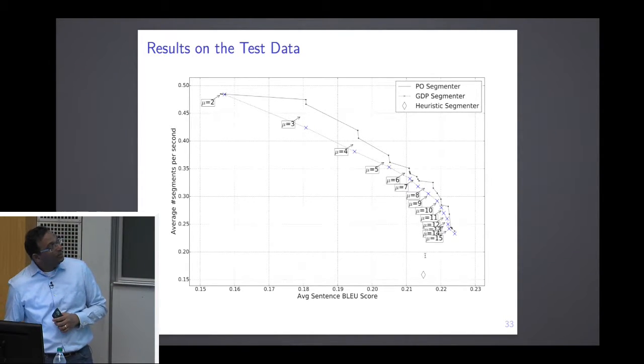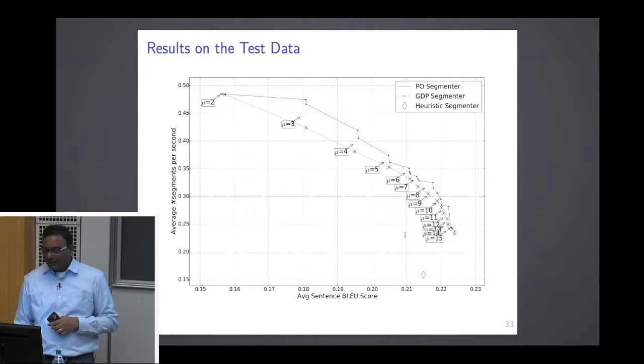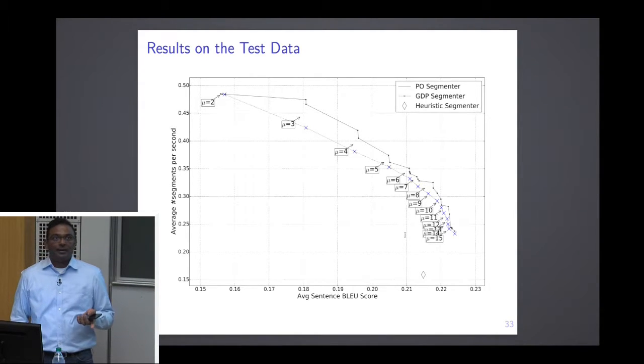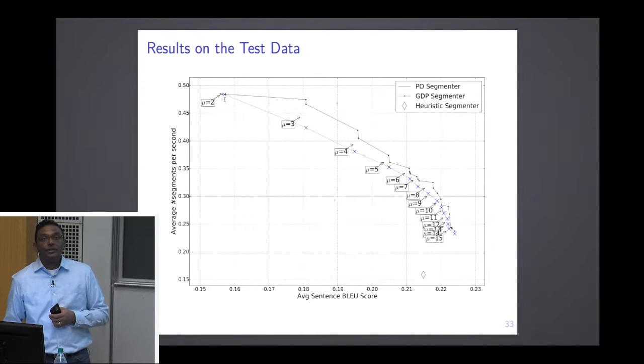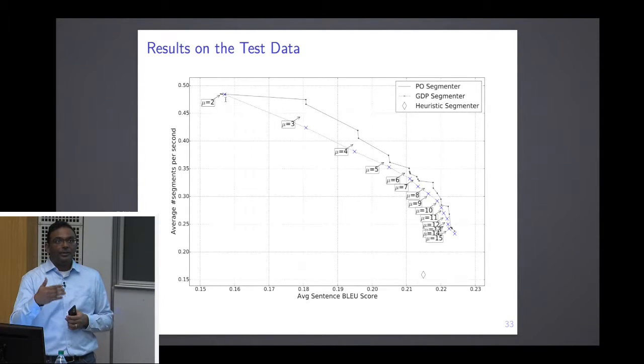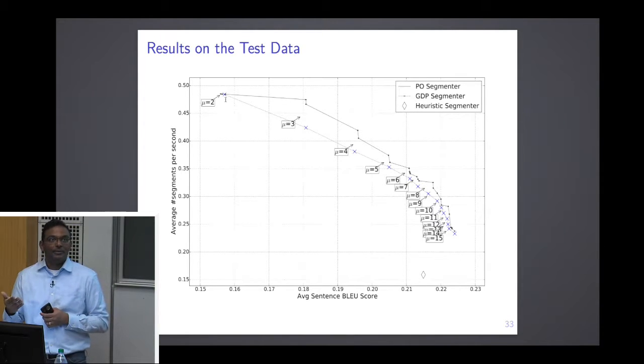And these are the different mu values. So mu, if you recall, is the average segment length. So if you get a large segment length, obviously you're going to get a better BLEU score on average. So you get better BLEU scores here. This is a mu equals 2, so this is more like the word-by-word translation system, right? It's very fast, but it gets a very bad BLEU score.